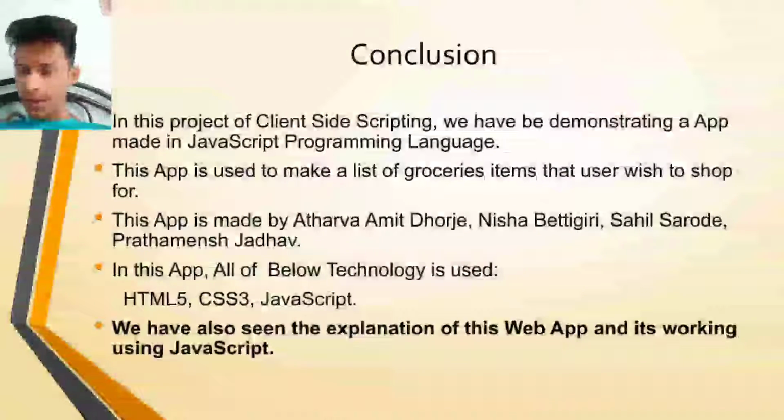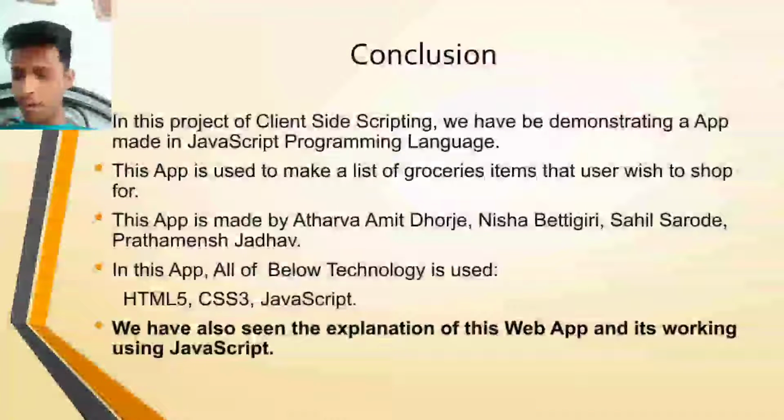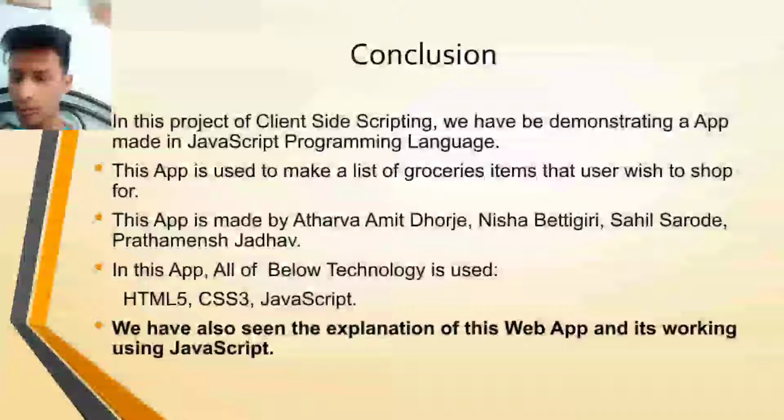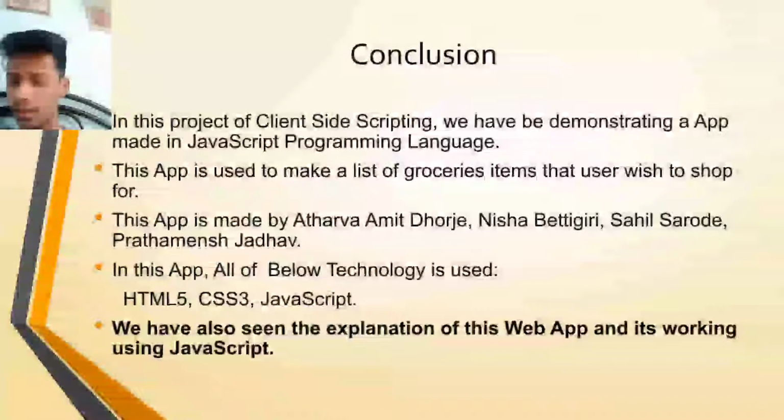Then first point: in this project of client-side scripting, we have demonstrated an app made in JavaScript programming language. This app is used to make a list of grocery items that the user wishes to shop for. Third point: this app is made by Atharva Dorje, Nisha Vettigiri, Sahil Sarode, Prathamesh Jadhav. Fourth point: in this app, all of the following technologies are used: HTML, CSS, and JavaScript. And last point: we have also seen the explanation of a web app and its working using JavaScript.